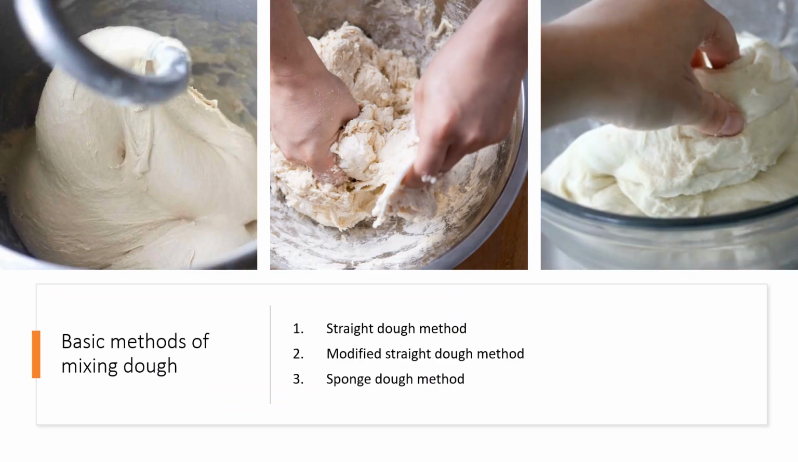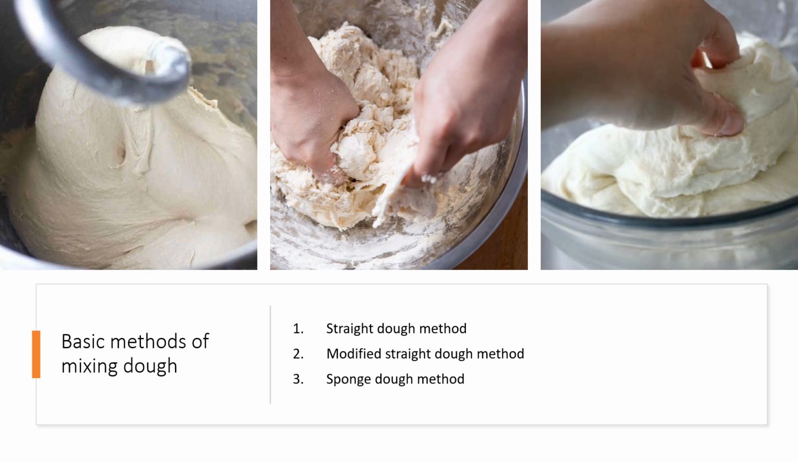There are three basic methods of mixing a dough. We have straight dough method, modified straight dough method, and sponge dough method. Ang straight dough method is the simplest and most common way of mixing yeast dough. In this method, you will mix all the ingredients together at the same time. When the ingredients are mixed, either by hand or in a mixer, the yeast develops immediately.